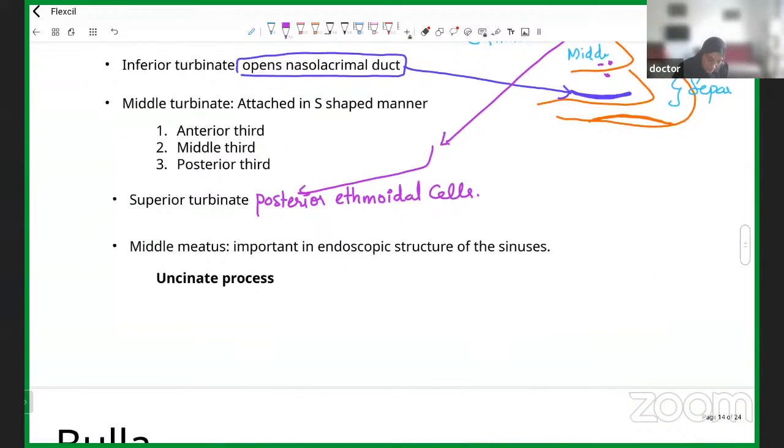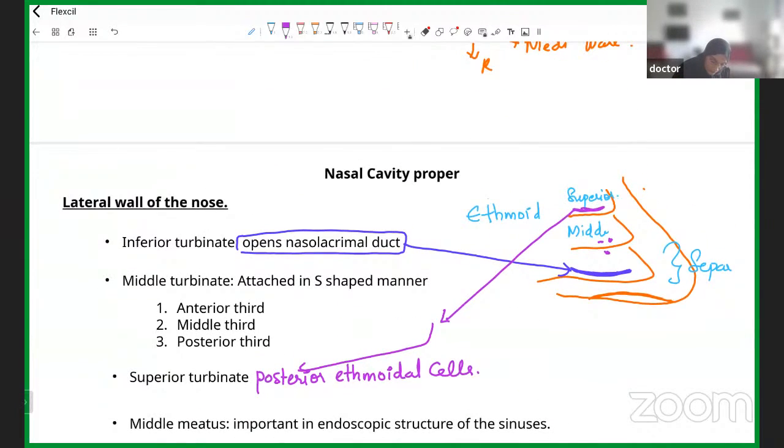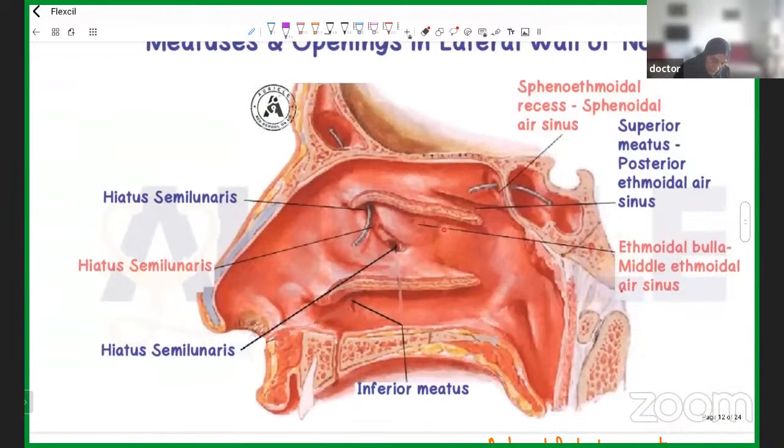Okay, we'll go back to this diagram. I'm unable to scroll it down. Just give me a moment. Here. So you have sphenoethmoidal recess, right? Here, exactly here. So let's imagine it. This is your superior concha, middle concha, inferior concha. You can see inferior meatus in the inferior concha, right?